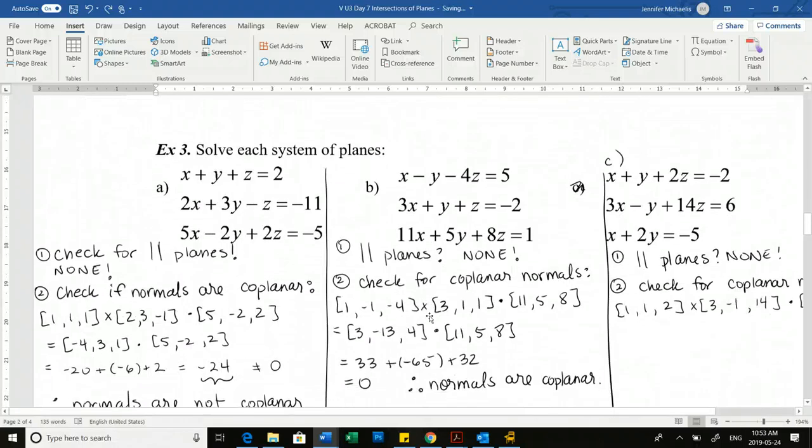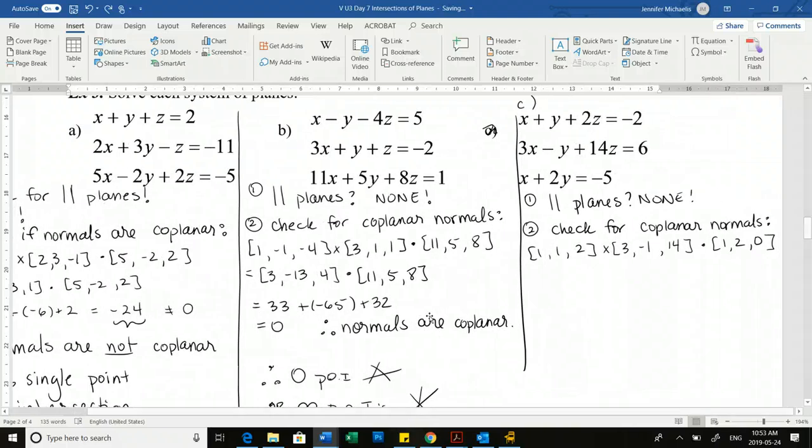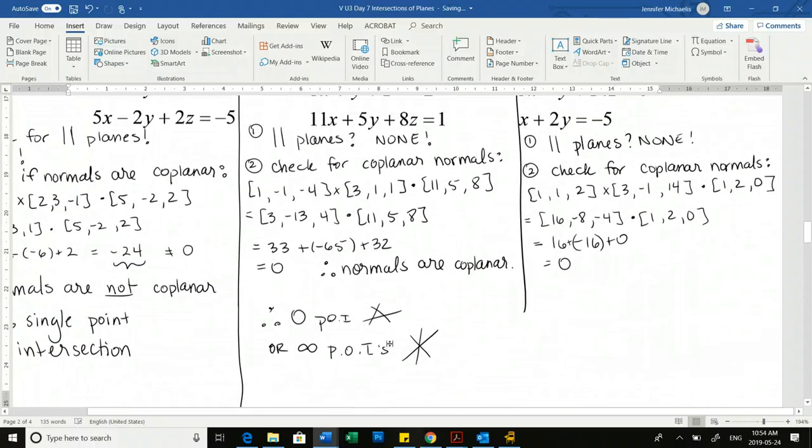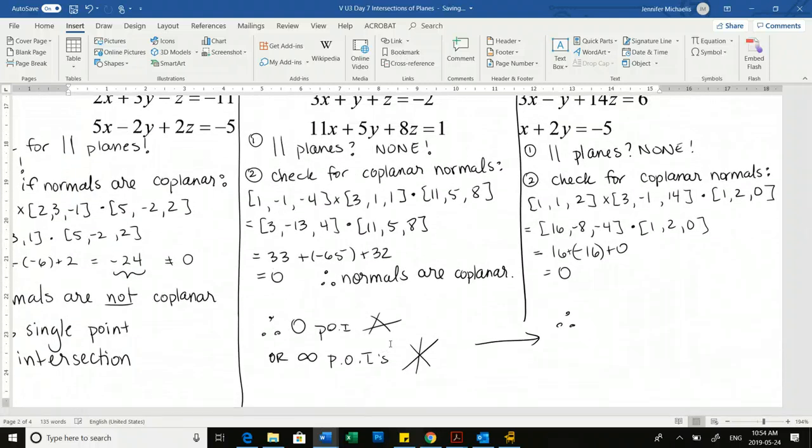Okay? So with this one down here, when we're checking for coplanar normals, I got the cross product of these two normals as 16, negative 8, negative 4, and then I was dotting it with the last one to get 16 minus 16 plus 0, or I guess plus negative 16, so we get 0. So again, I have these two final options here. Either there's 0 points of intersection, and these are intersecting in a triangular pattern along 3 different lines, or infinite along a line of intersection. Okay, so they're all intersecting at one particular line.